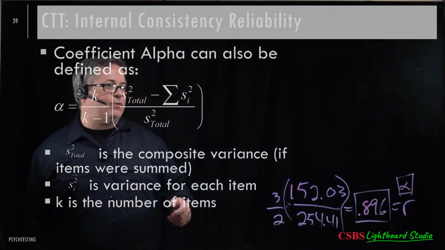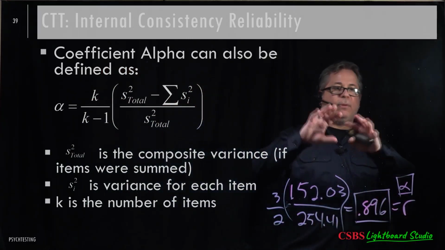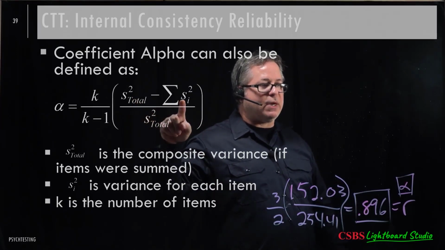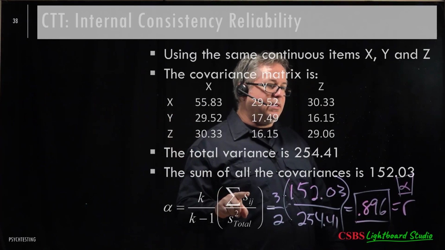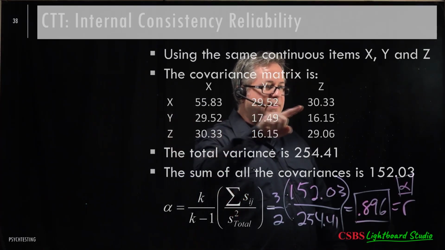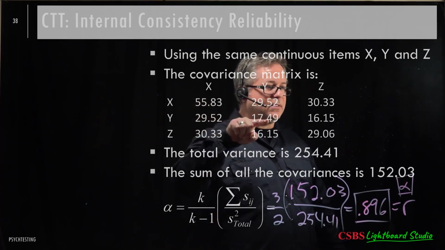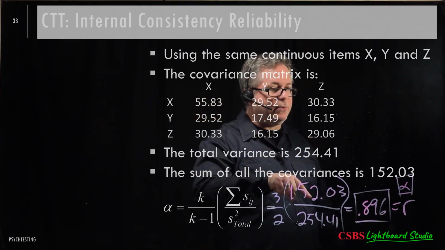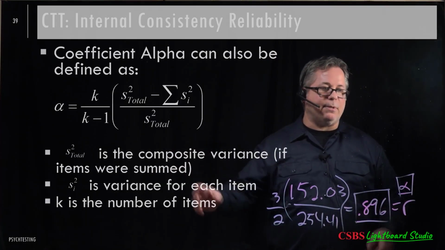Cool. You can also, a quicker way, especially if you have a lot of items, if you don't want to sum up all the covariances, you can simply take the total, subtract the sum of the variances. All right, so if I go back to here again, if I want to add up this, and that, and that, that's going to be the same thing as taking the total and just subtracting the diagonal numbers, the variances. I'll get the same 152.03 by taking the total variance and subtracting out the sum of the variances. It's just another way of thinking about it.